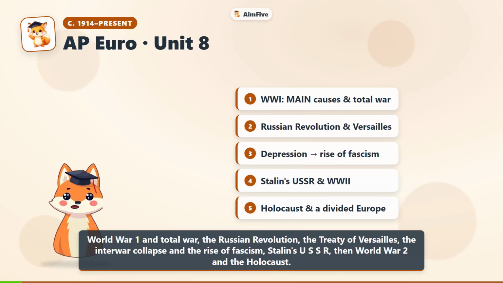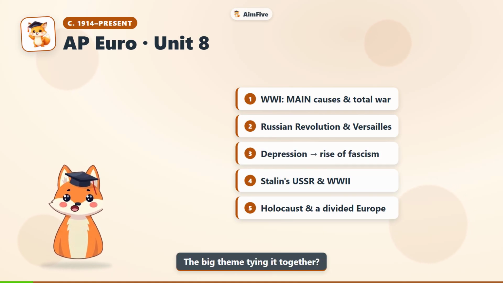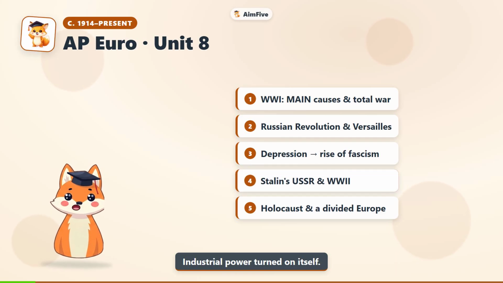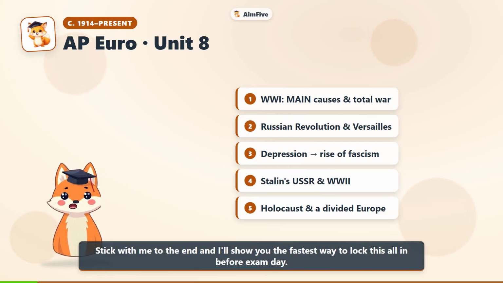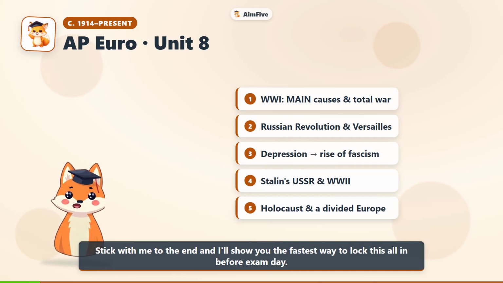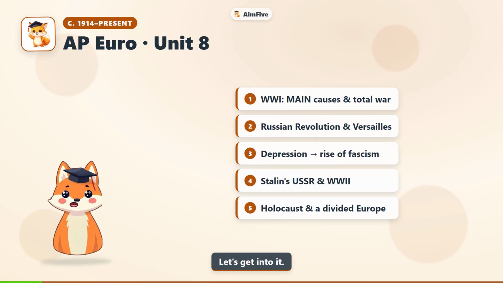Here's your map. World War I and Total War, the Russian Revolution, the Treaty of Versailles, the interwar collapse and the rise of fascism, Stalin's USSR, then World War II, and the Holocaust. The big theme tying it together? Industrial power turned on itself. Stick with me to the end, and I'll show you the fastest way to lock this all in before exam day. Let's get into it.